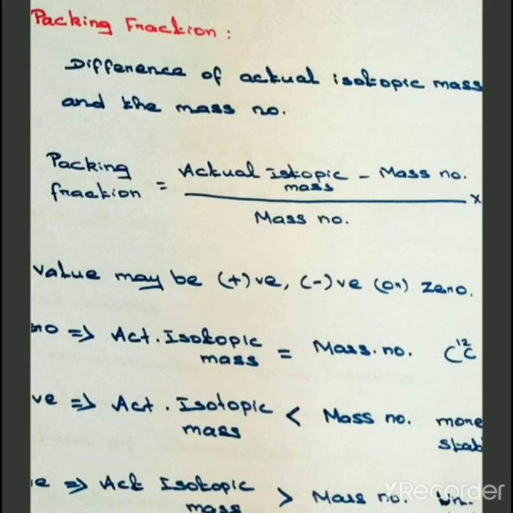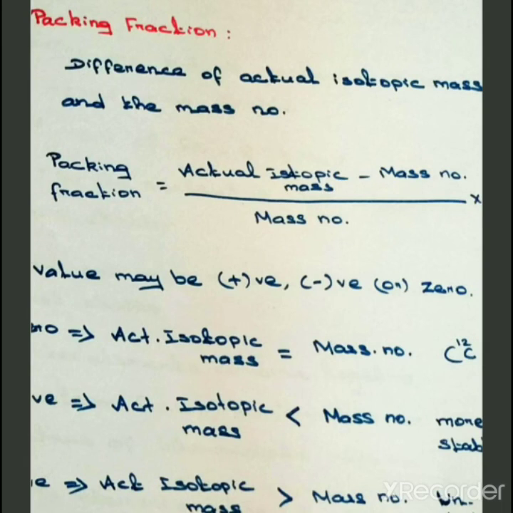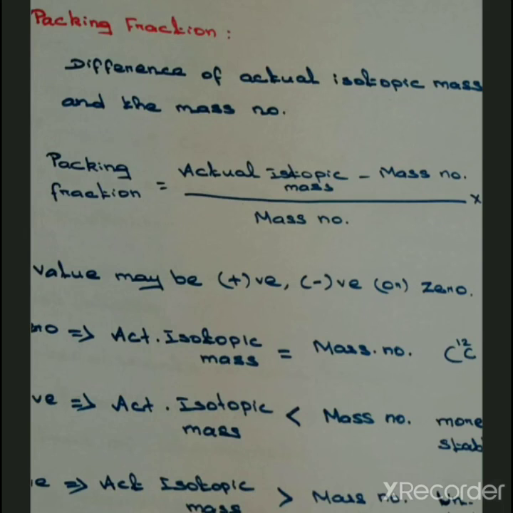Then if the actual isotopic mass is greater than mass number, the packing fraction value will be positive, and that indicates that isotopes are unstable. The packing fraction value can be related with binding energy and stability. So whenever the packing fraction value is lower, at that condition the binding energy will be higher and the stability of the nucleus, that means isotopes, is also higher.